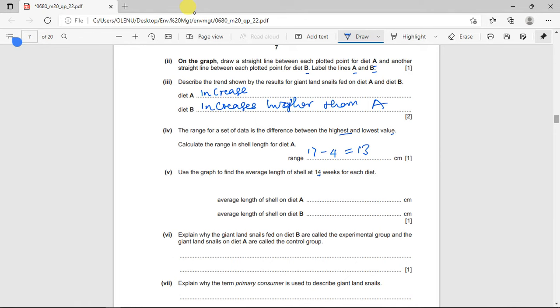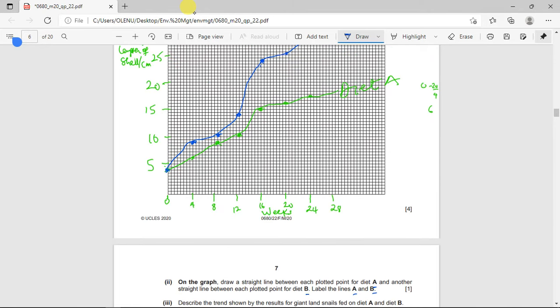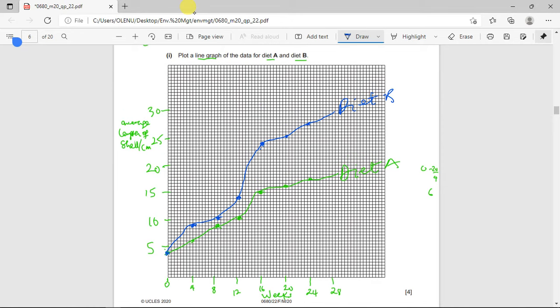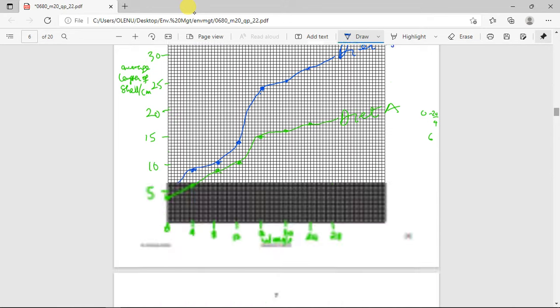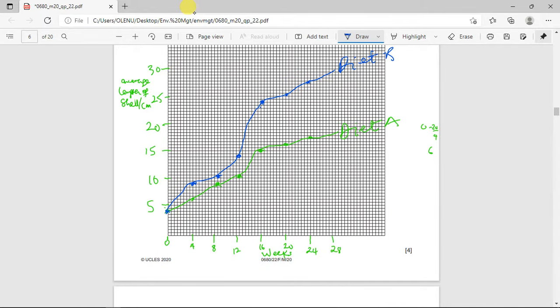Now use the graph to find the length of snail at 14 weeks for each diet. If you look at this, there is no 14 here. So we are looking at 14 weeks, which our answer will be in between. You come to your graph at 14. This is 12, this is 16. So where will 14 fall? In between, if this is 12, 13, 14 here. So this is 14.